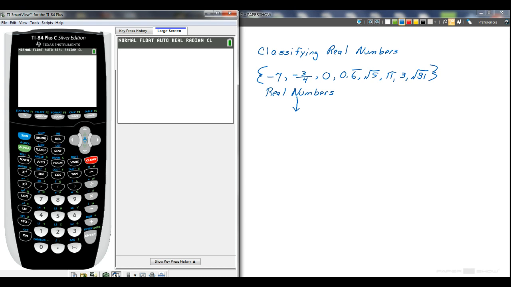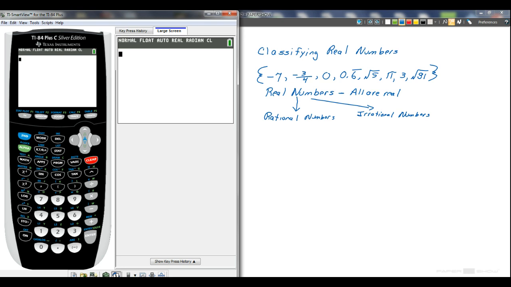Then the next step is to classify our rational numbers and irrational numbers. Okay, so we're going to say all are real. So let's go on our list here to check and see which are rational numbers and irrational numbers.